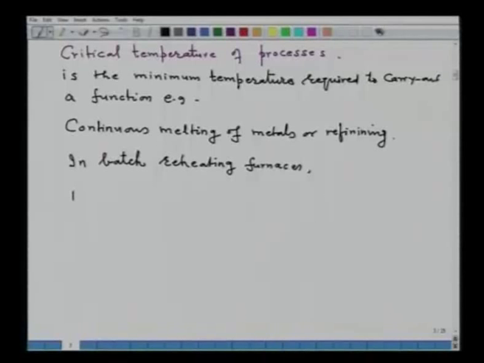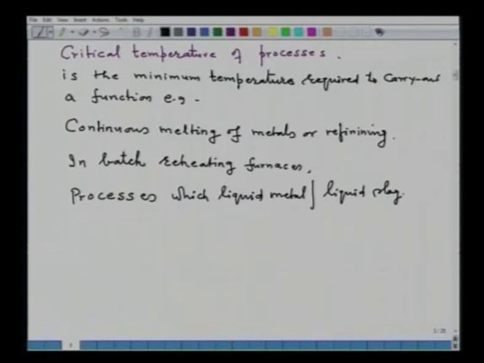A similar example can be given for processes which use liquid metal or liquid slag. Then the critical temperature in this case would be the pouring temperature of the liquid metal. If it is slightly lower, then you may not be able to pour the metal.